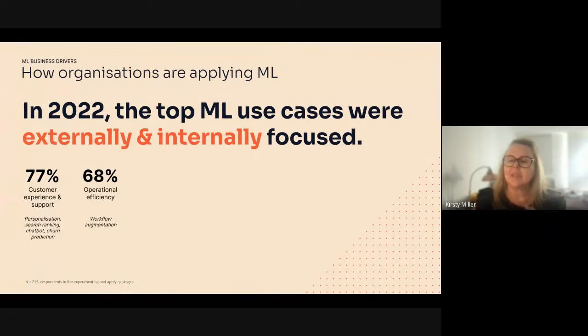So it seems like more organizations are doing more. How shall I say it? More than one, more than two, more than three, and then a greater proportion are actually focused on these two use cases.